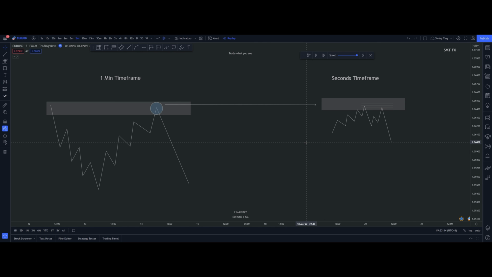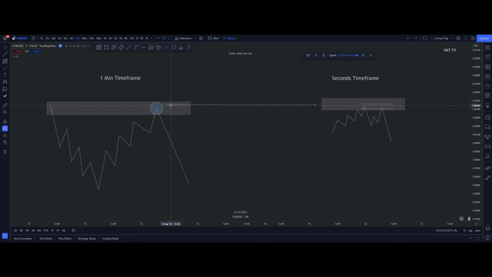Right now I have two diagrams here, a 1 minute time frame and a seconds. As you can see on the 1 minute time frame diagram, you can take this as a confirmation entry of maybe a higher time frame zone or even a scalp trade. You have a 1 minute mitigation here, in this circle.